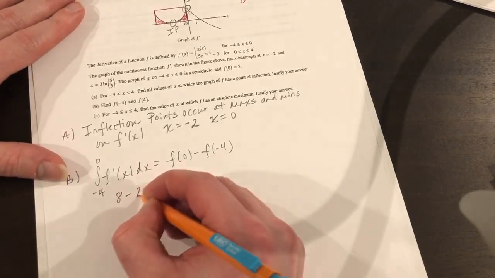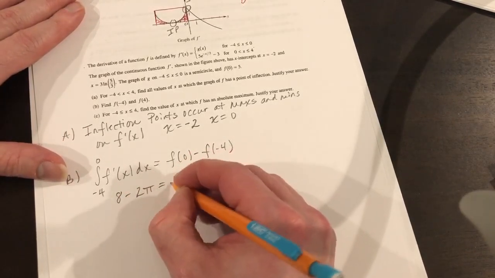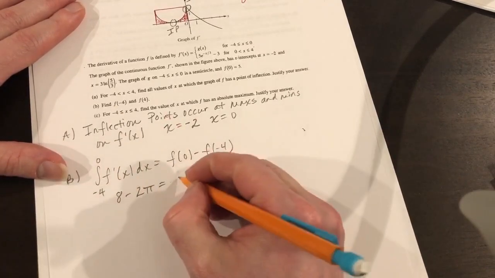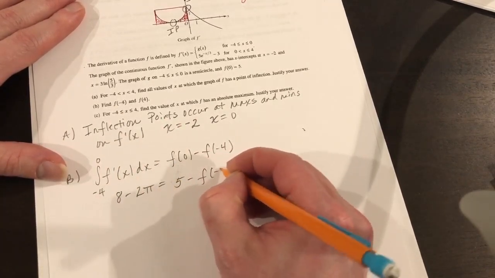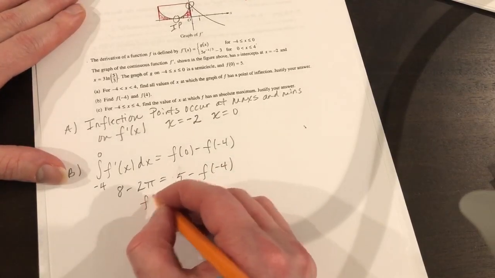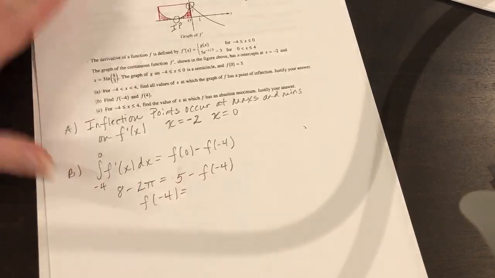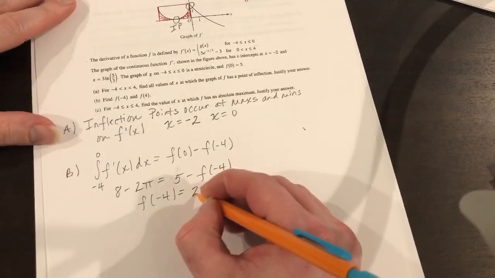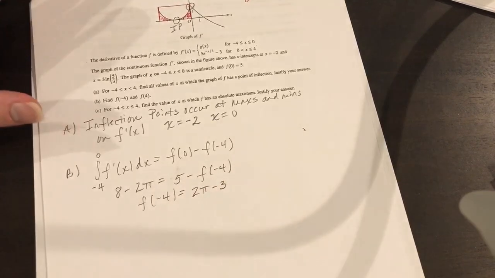So 8 minus 2 pi is equal to f of 0, which is 5, minus f of -4, which is what I'm looking for. So solving for f of -4, you should get 2 pi minus 3. Okay.